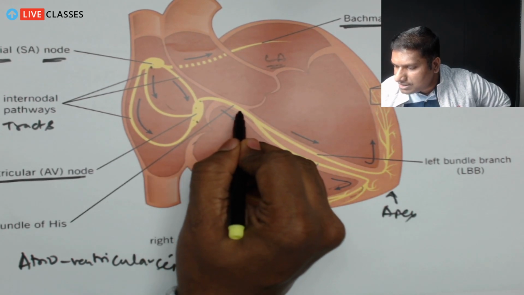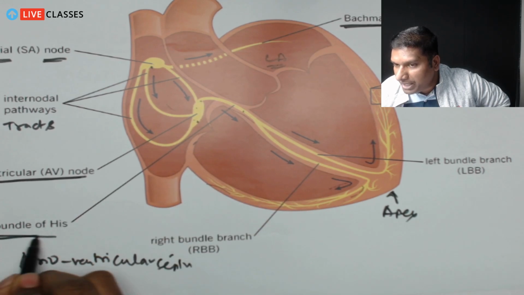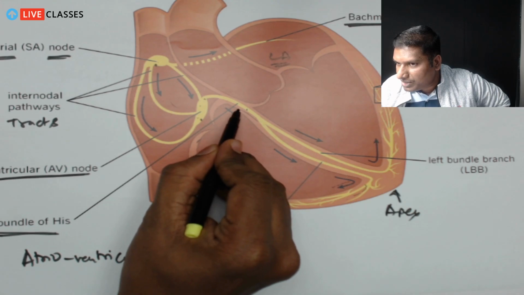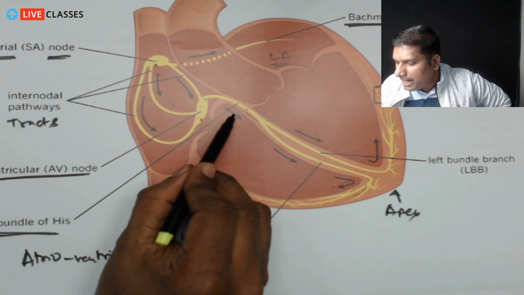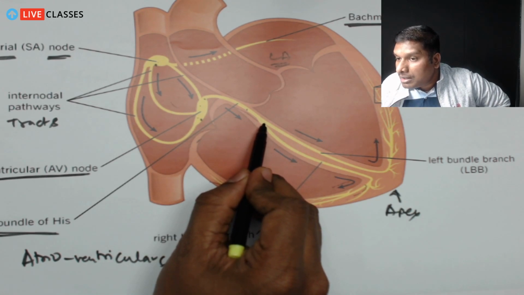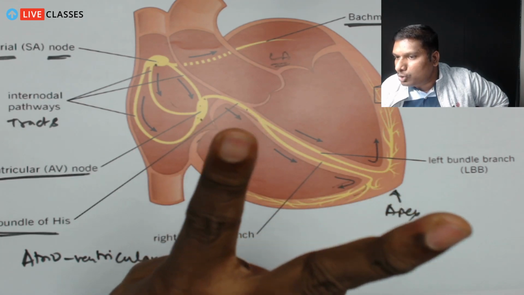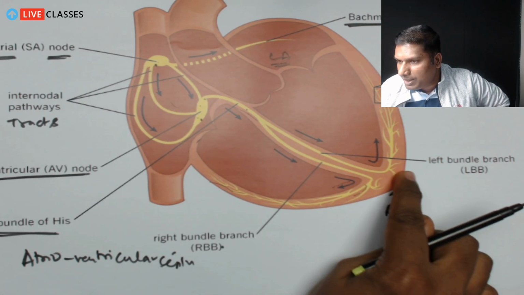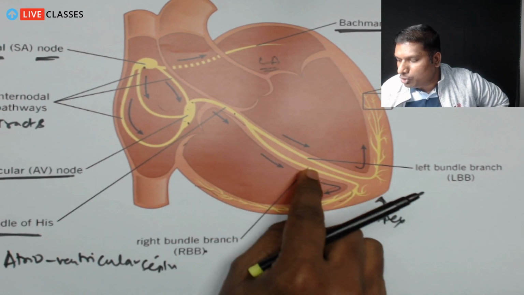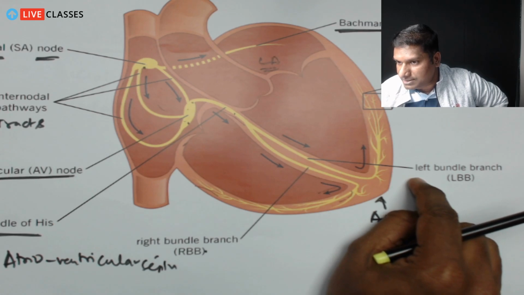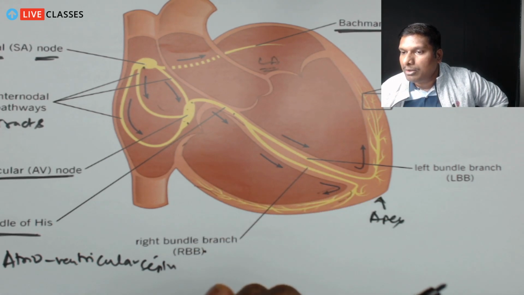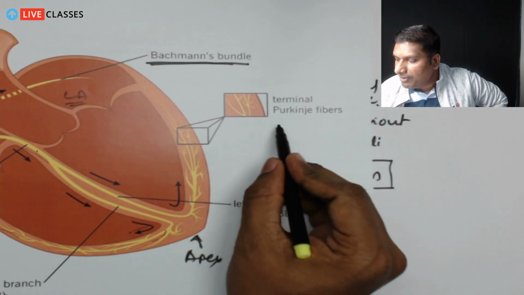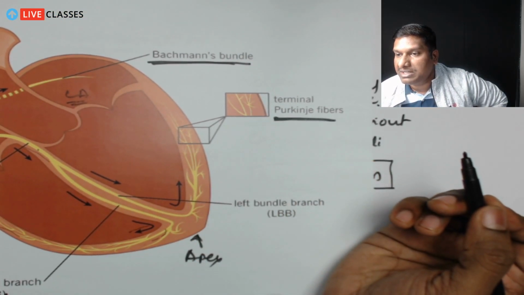Okay, so this part is what we call the bundle of His. From the AV node you are getting your bundle of His, and the bundle of His will then split into two branches, the right bundle branch and the left bundle branch. They then end up forming what we call the Purkinje fibers.